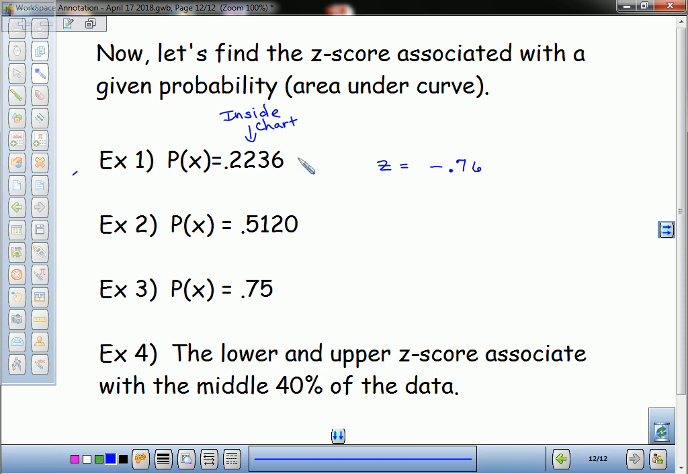Okay? Now, could I have looked at this number and known it was on the negative side of my sheet? Yes, you can. Because the negative side are the probabilities that are less than 0.5. And the positive side would be the probabilities that are greater than 0.5. So what do we need to do for example 2? Flip it over.